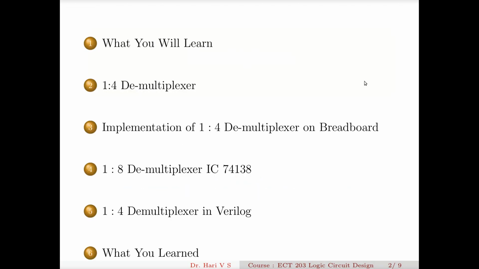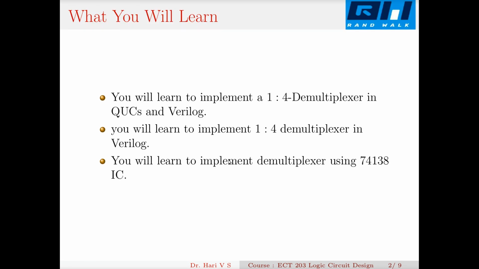So this video is organized into your learning outcomes, then a circuit of a 1:4 demultiplexer with AND gates, and then the implementation of a 1:4 demultiplexer on breadboard, and then a 1:8 demultiplexer using the IC decoder or demultiplexer IC 74138. Then implementation of a 1:4 demultiplexer in Verilog, and the summary of your learning outcomes.